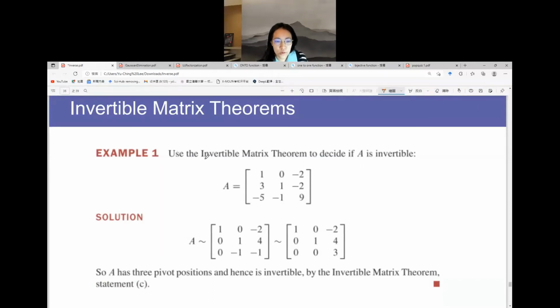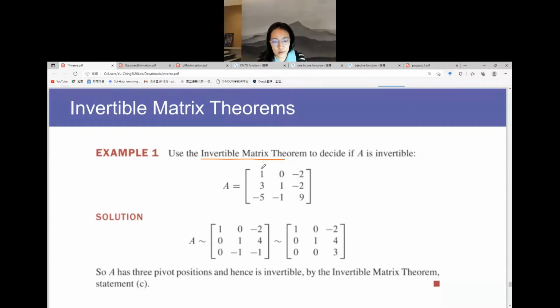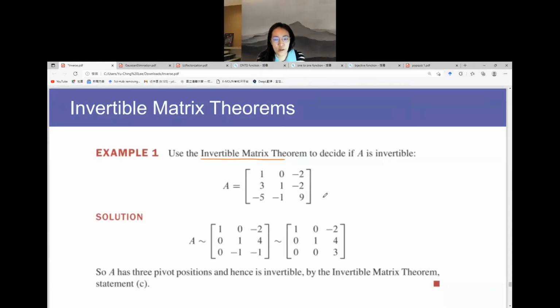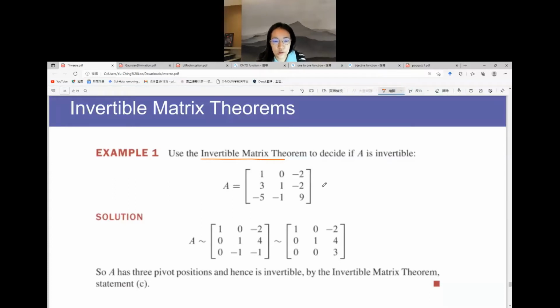That theorem is called the invertible matrix theorem because it starts with A being an invertible matrix, and then continues with a huge collection of statements. You will continually see the invertible matrix theorem in the following chapters. Here we are asked to determine if this matrix is invertible.